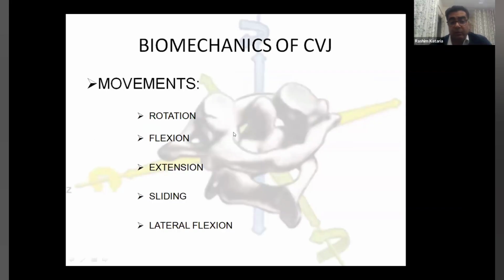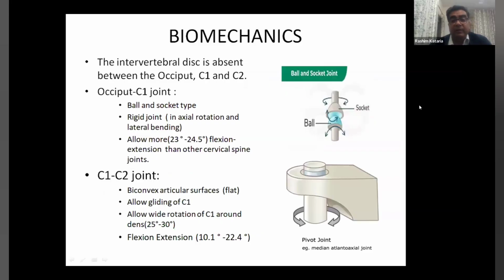These are the major movements which occur at the CV junction: rotation, flexion, extension, then some sliding and lateral flexion. The intervertebral disc is absent at the C1-C2 joint and the suboccipital C1 joint. It is a ball and socket joint. It is a stable joint. It is a rigid joint when it comes to axial rotation and lateral bending, and it allows more flexion and extension than any other cervical spine joint.